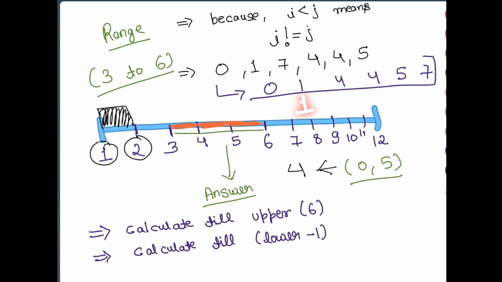This is at index number 1, this is at index number 4. 4 minus 1 is 3. 3 pairs. That's because 1 5, 1 4 and 1 4. So you got 3 more pairs, right? Plus 3. That's total 7.